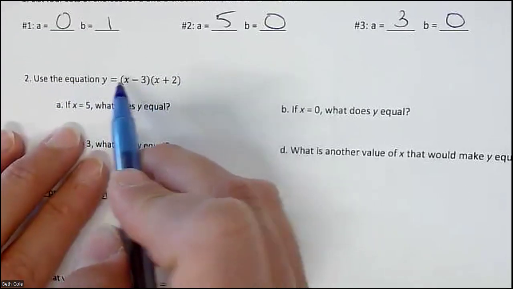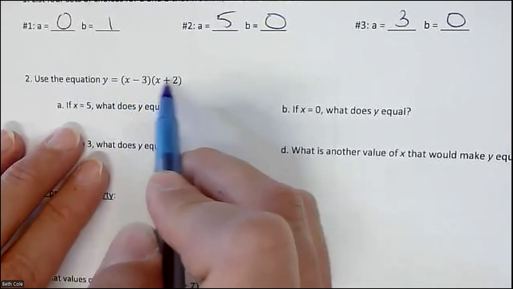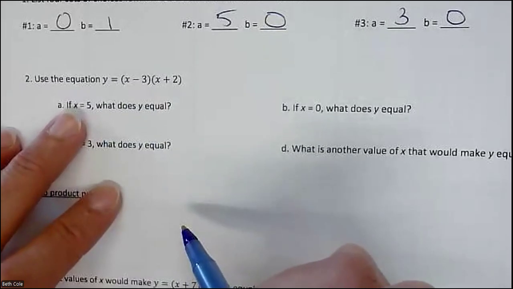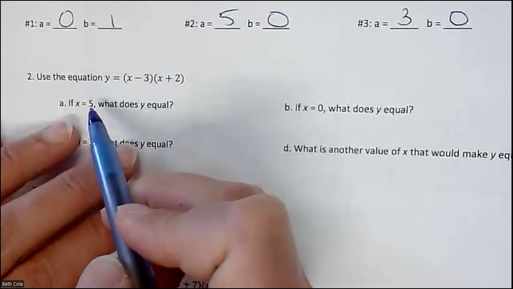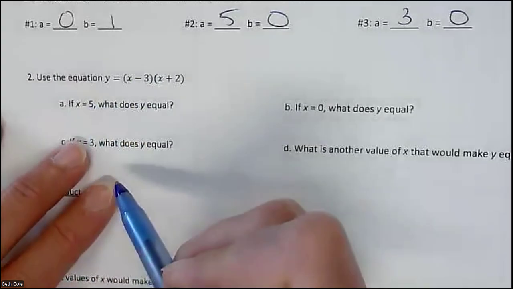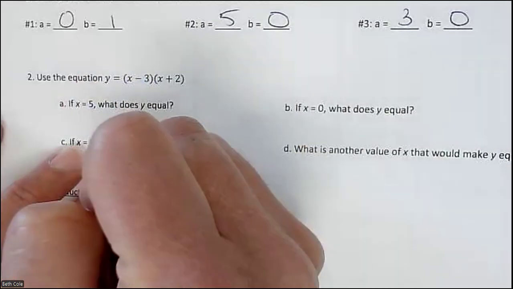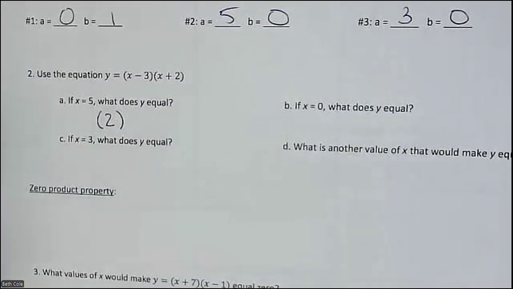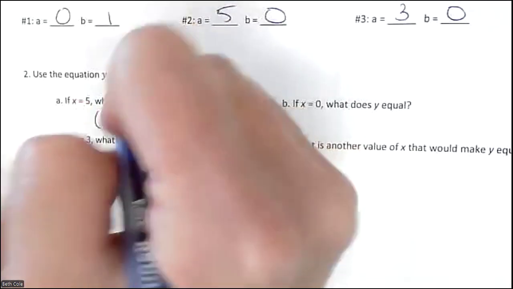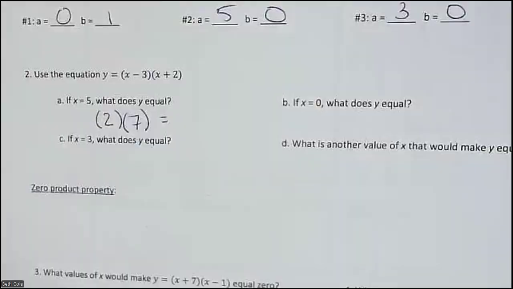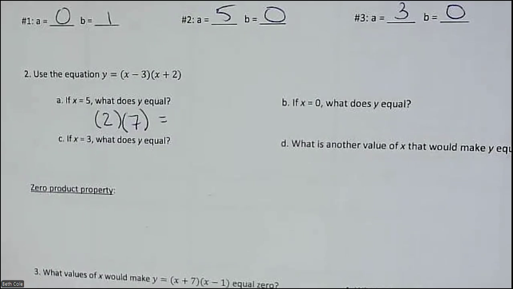All right, now let's use this equation. Do you see how it's factored? Your 2 parentheses there? It's already factored for you. If x equals 5, what does y equal? Well, we're just going to take 5 and plug it in. 5 minus 3. That's 2. Then plug 5 in here. 5 plus 2, 7. Good job. And then multiply those. 14 is your answer.